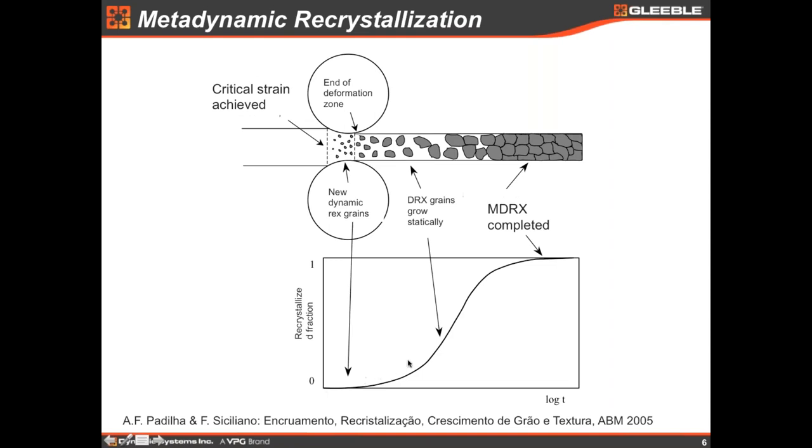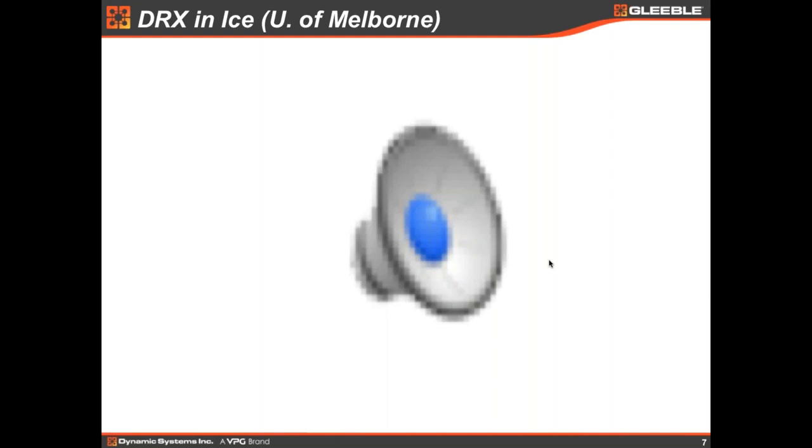And this is the kinetics curve. It's a Kolmogorov, Avrami, Johnson, Mehl curve. So this is a typical nucleation and growth mechanism. So this is the metadynamic or post-dynamic. That's the most common in steels when it happens.